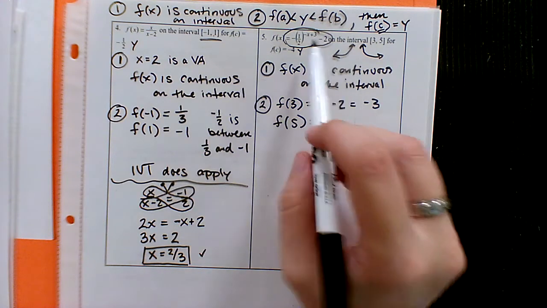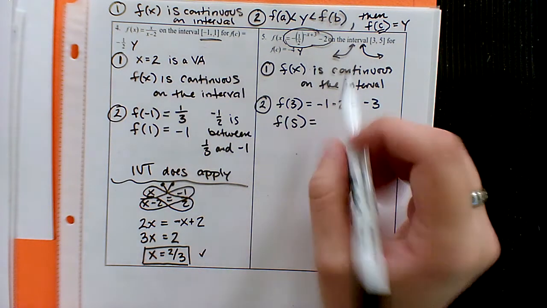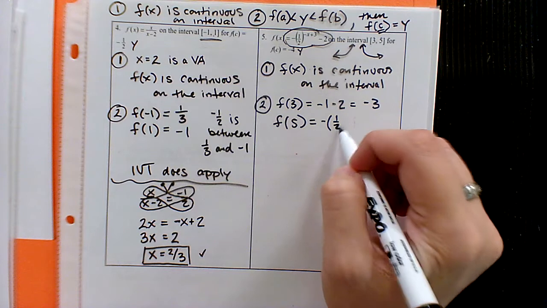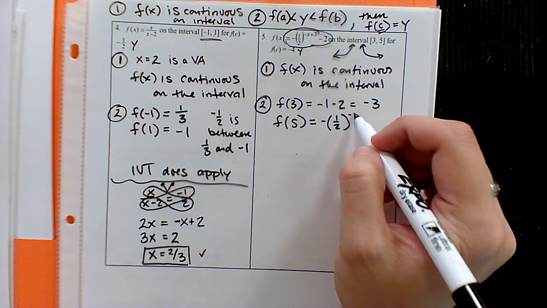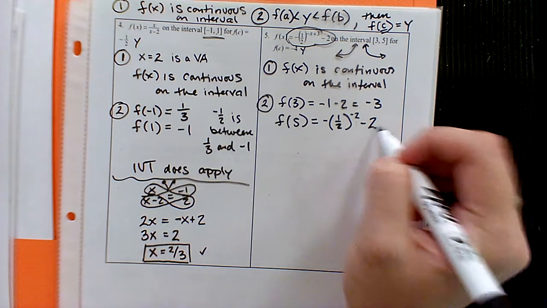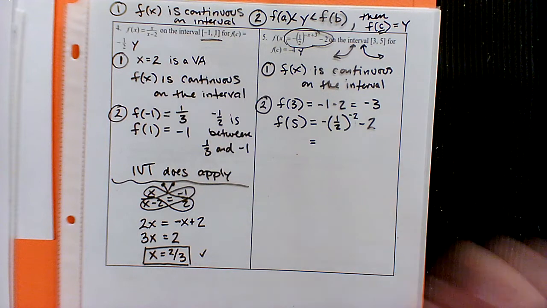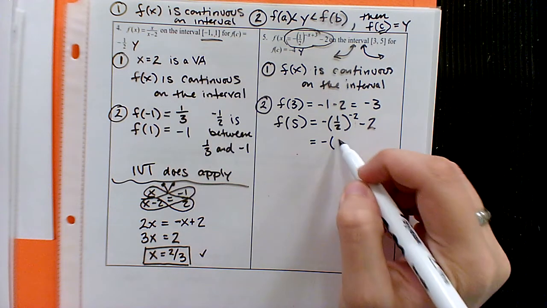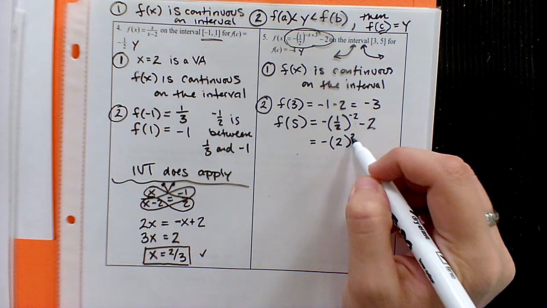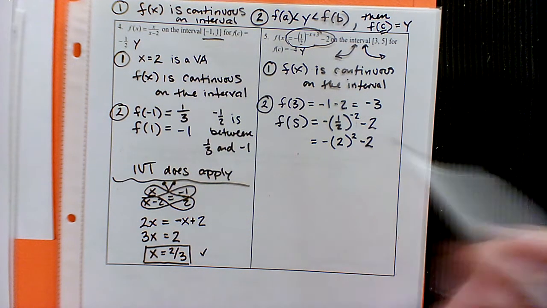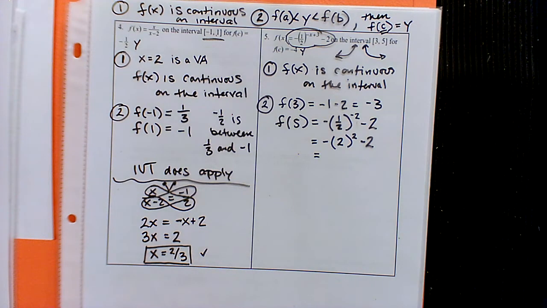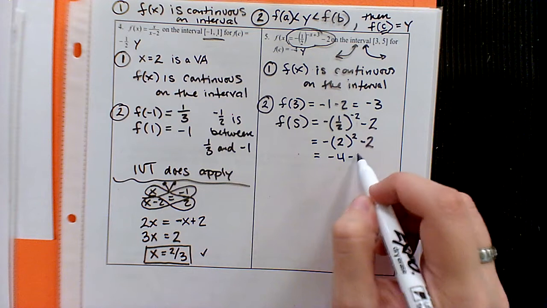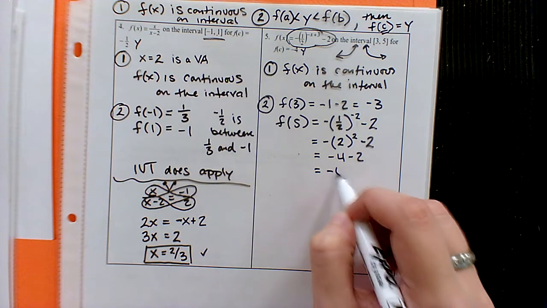Next, if we plug in 5, let's see, we'll have -1/2 to the -2nd power. This one's going to be a little bit more work here. Instead of having a negative power, we can reciprocate the base, flip it, and that would make the power positive. So 2 squared, we got 4, and then -4 minus 2, we got -6.